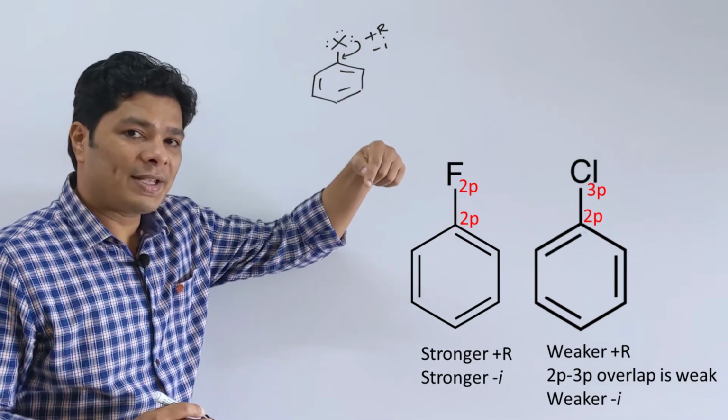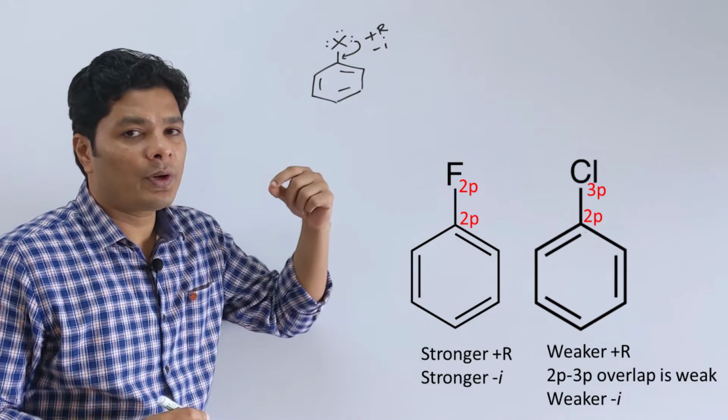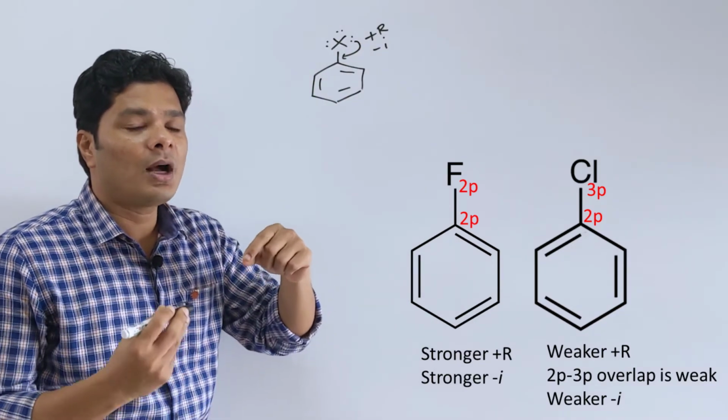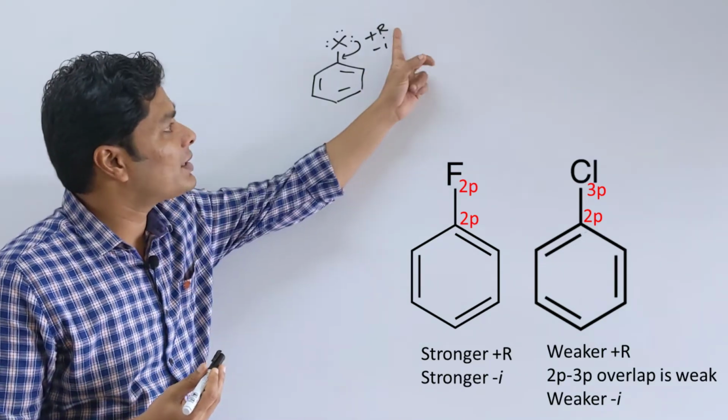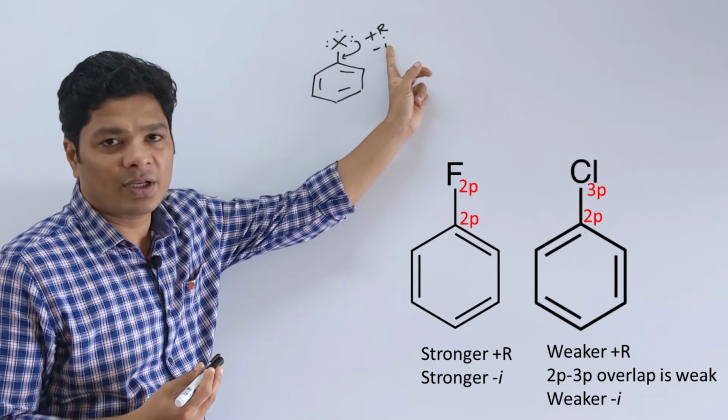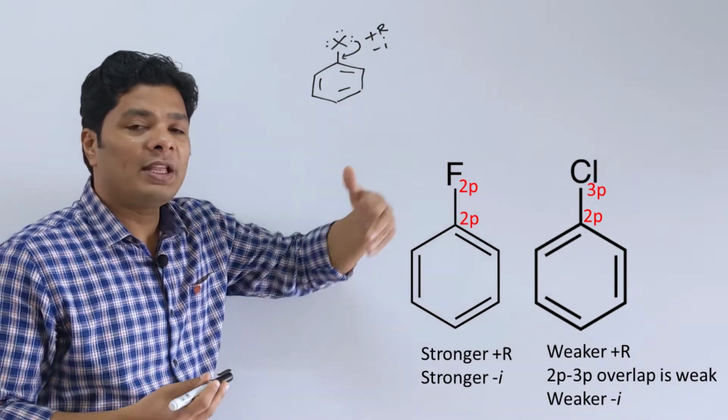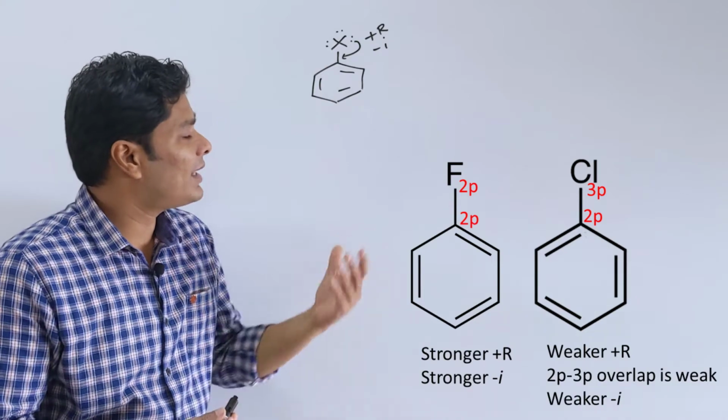Chlorine wants to give through plus R, and it's not that electronegative compared to fluorine, but chlorine and carbon are different periods, meaning the overlap of orbitals is not great. So the plus R is not that strong, and also minus I is not that strong. Bromine all the more, less plus R, less minus I, and the same with iodine.